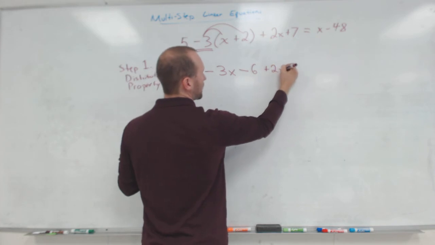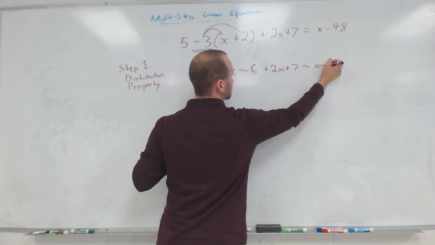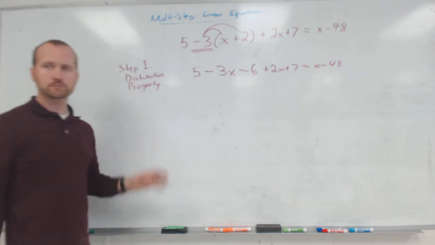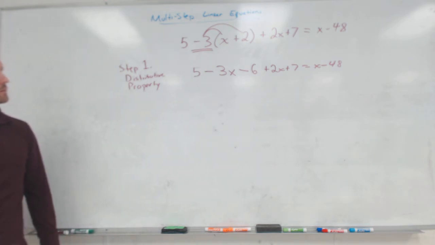Wait. Plus 2x plus 7 equals x minus. Did I do something wrong?